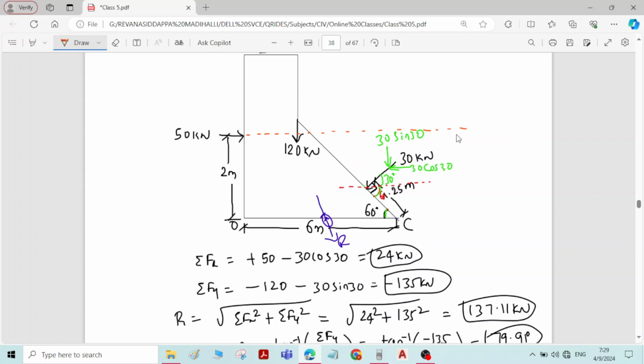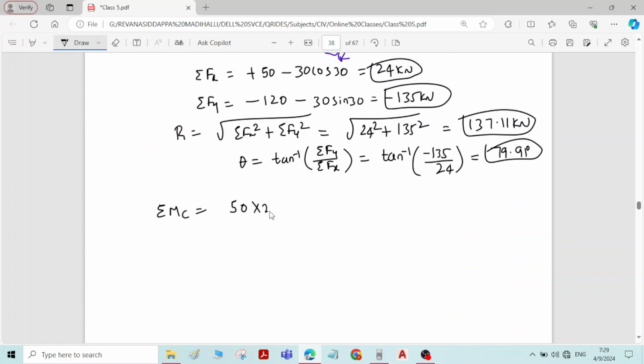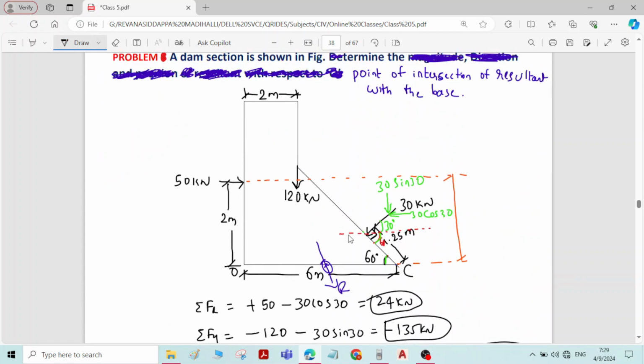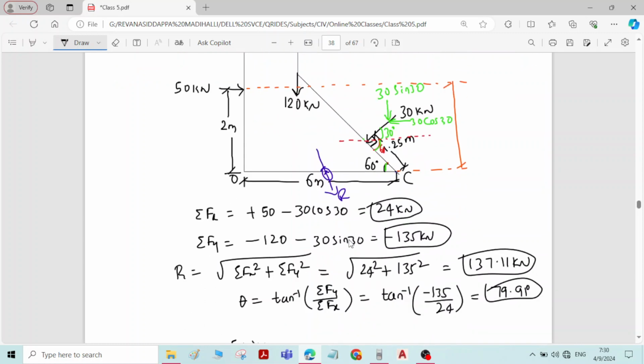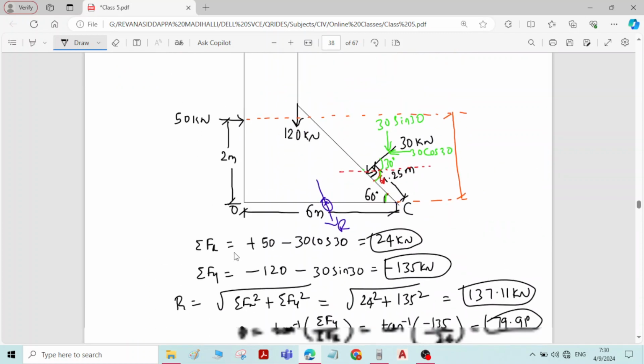So the distance of point C from the line of action, how much is it? 2 meter. So 50 into 2. And about point C, if you apply a rightward force at this edge of the dam, the force will tend to cause clockwise rotation of the dam. So 50 into 2 with the positive sign, so clockwise moment.